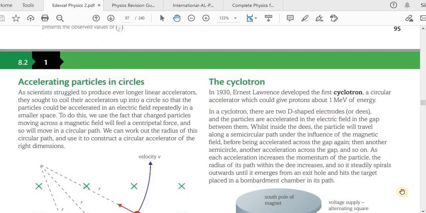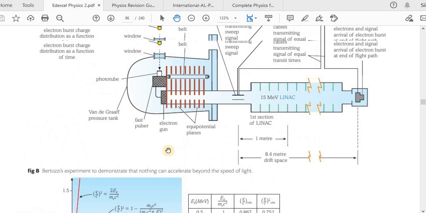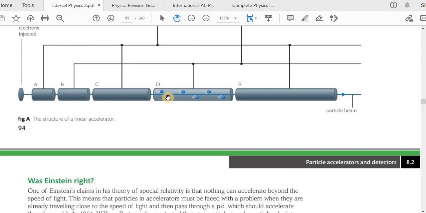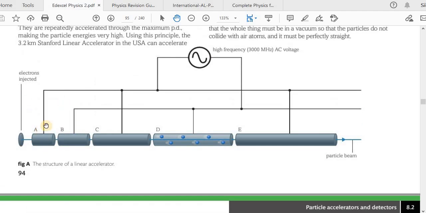Then accelerating particles in circles. So far we saw how the particles are accelerated in a straight line. Remember, the acceleration occurs between the two cylinders. These cylinders are actually electrodes. Why are they called electrodes? Because you can see they have a polarity. At one time this one side is positive, at another time that same side will be negative.